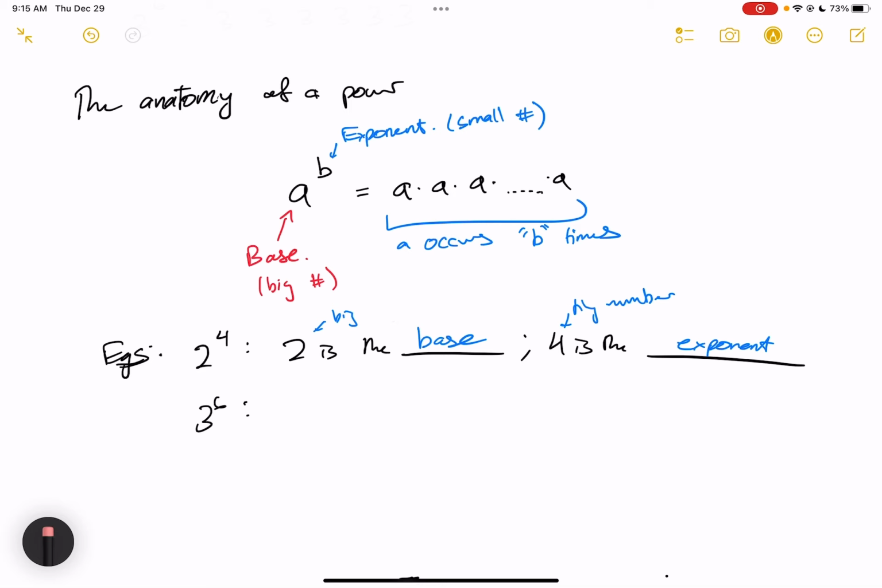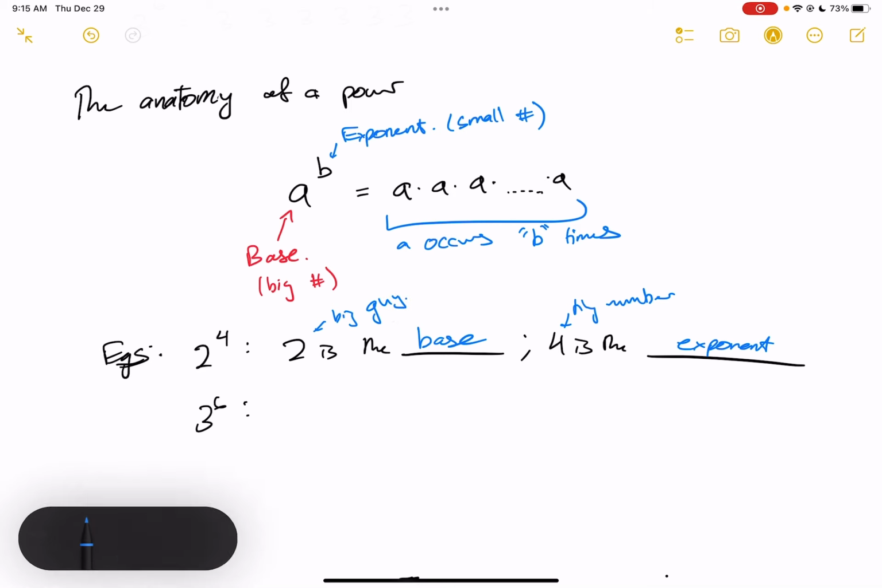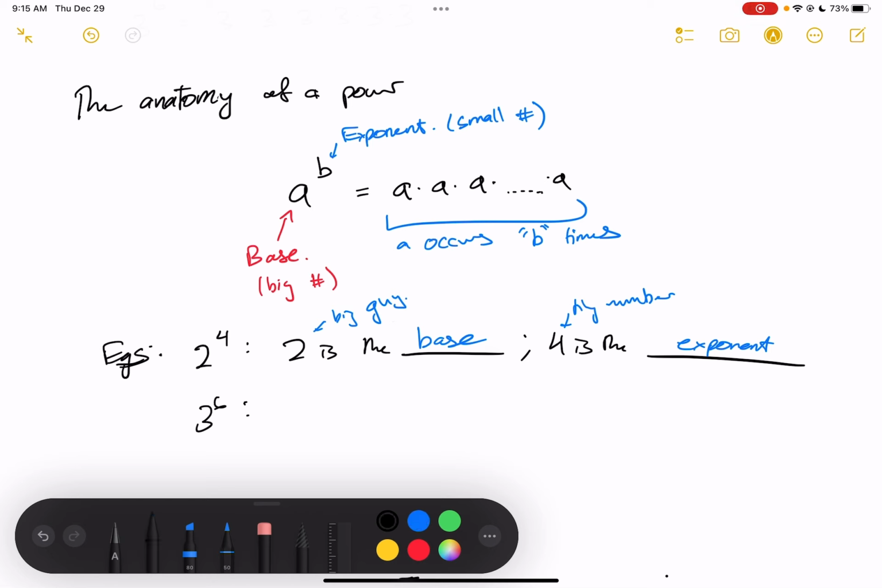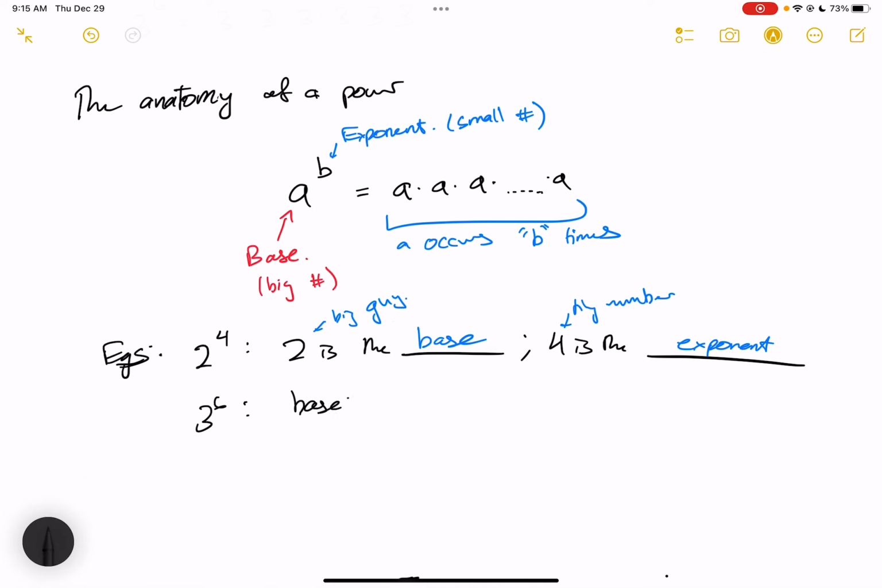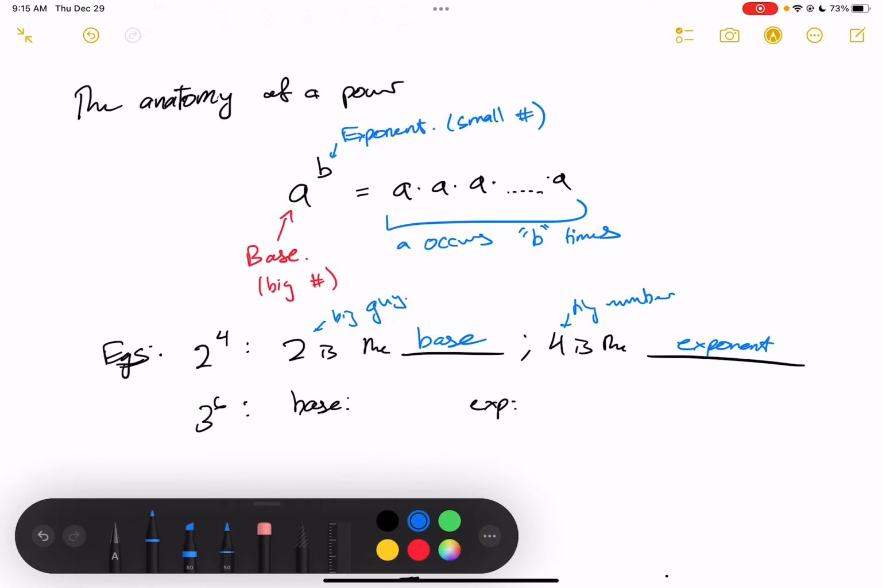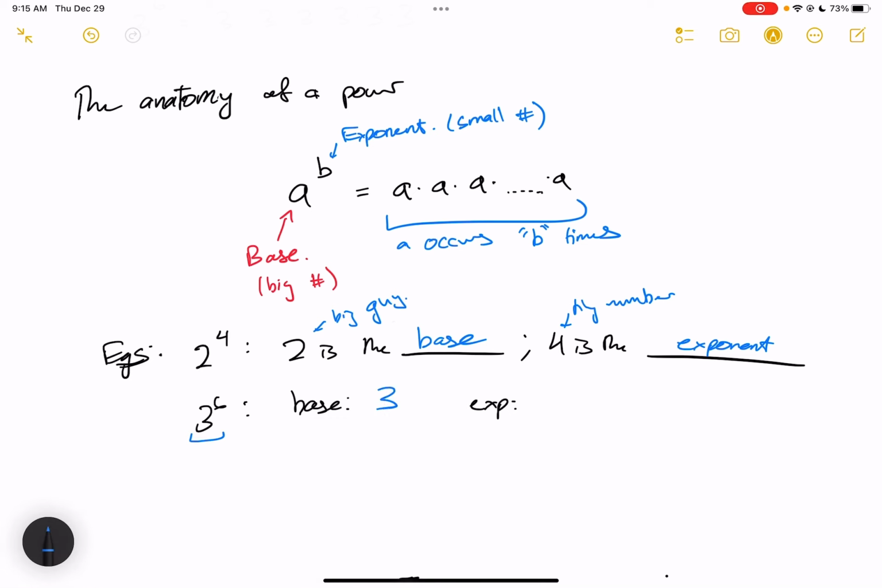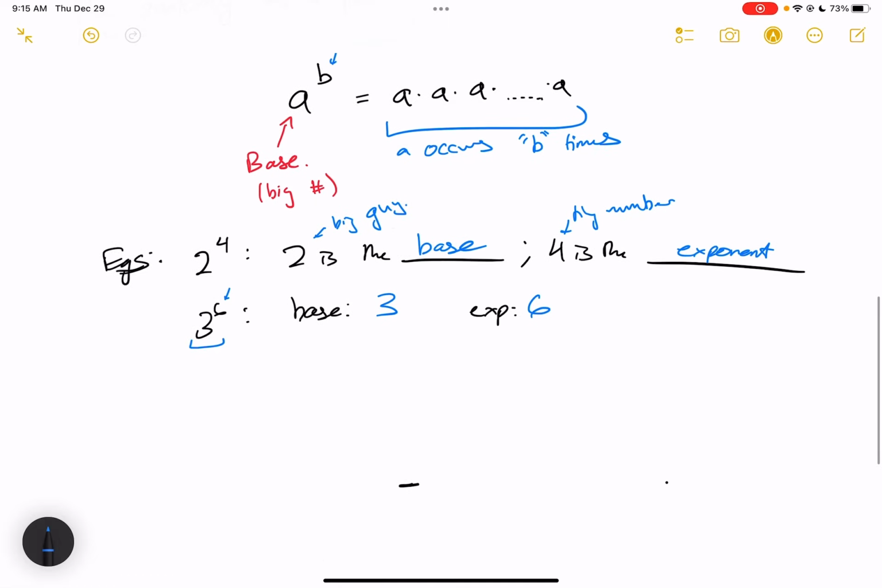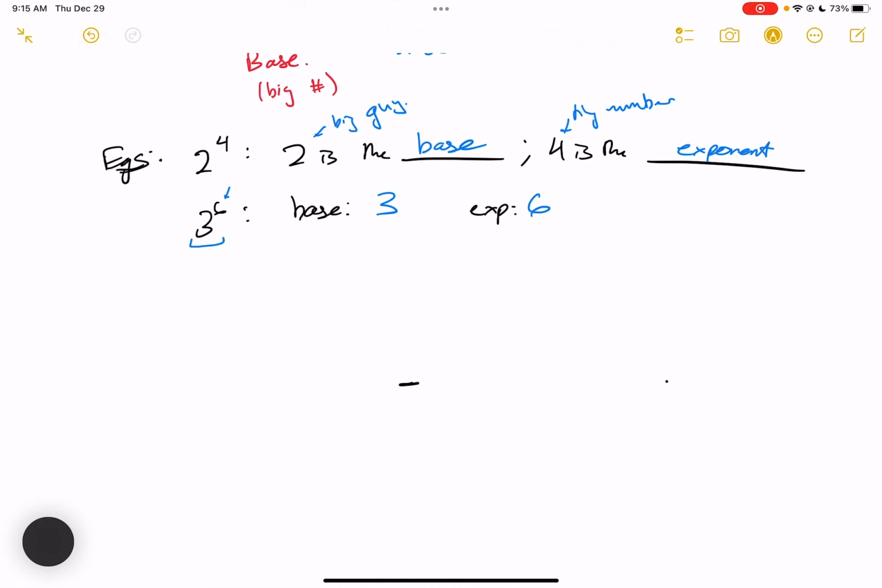Let me make that a much clearer way of writing it. Now, for 3 to the 6, let me ask it a little bit differently. Which is the base? Which is the exponent? Well, in this case, the base is always going to be the big number. In that case, here it is 3. The small number here is nothing more than the 6.